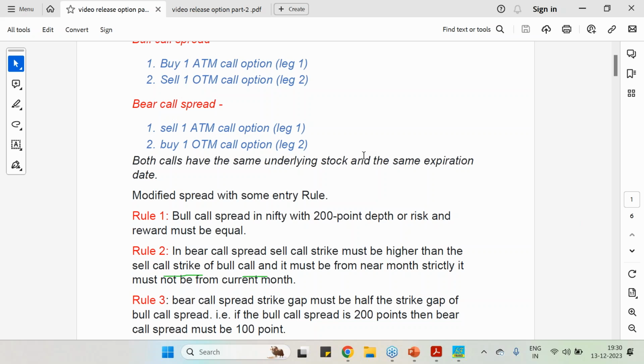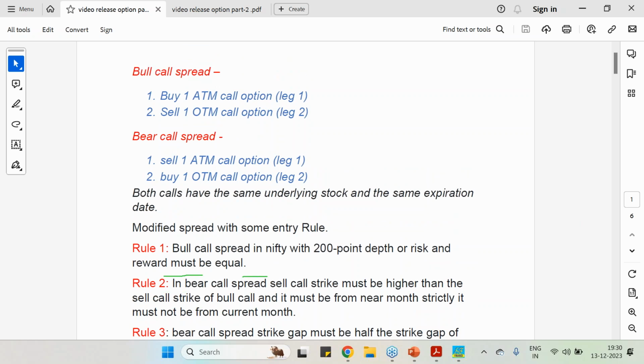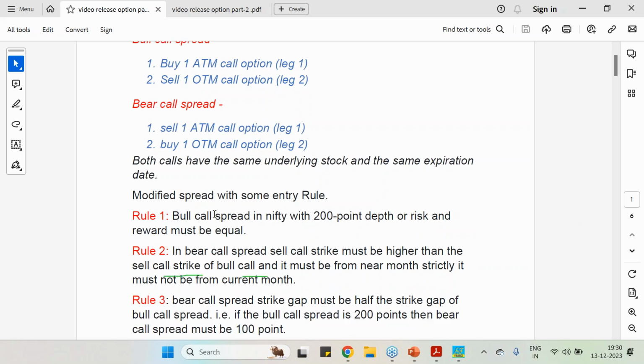Simply I will form a bull call spread and a bear call spread and money should come to my pocket? No, no, no. That will not happen. What is the condition? The bull call spread in Nifty will have a 200 point depth. Risk reward must be equal, 1:1.